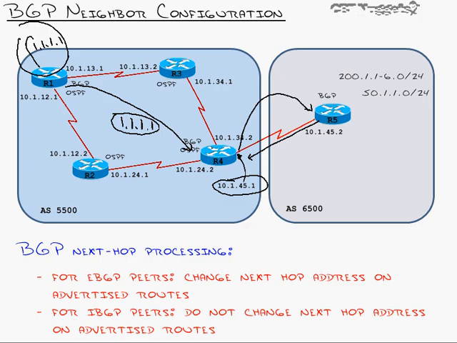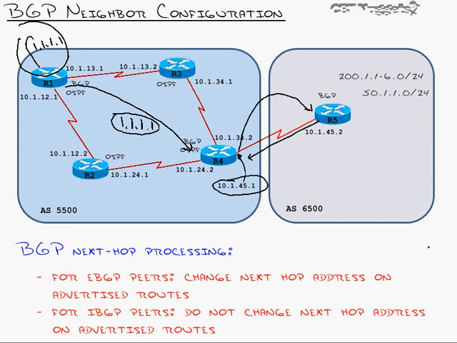So when router 5 gets it, it says, okay, that makes sense. I need to go here to reach the routes that are back here, and router 4 will take care of it from there. That's very logical because that's how every other routing protocol we've seen operates. Now this is where it gets weird. IBGP peers do not change the next hop address on advertised routes.